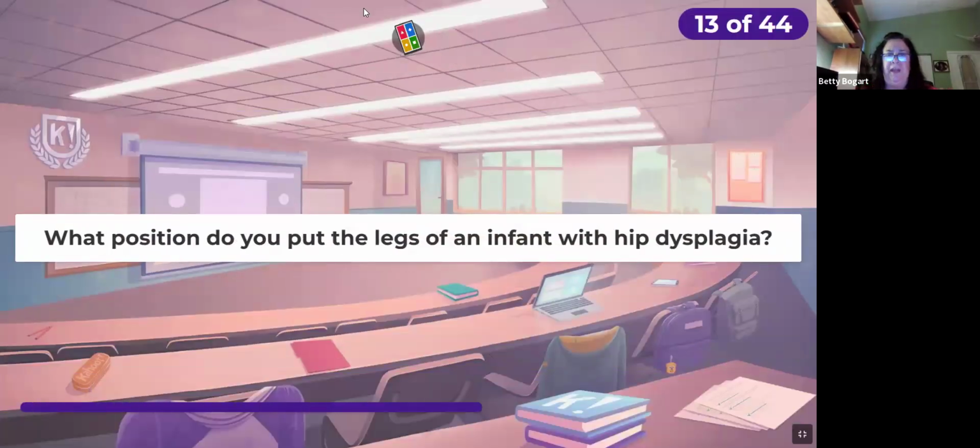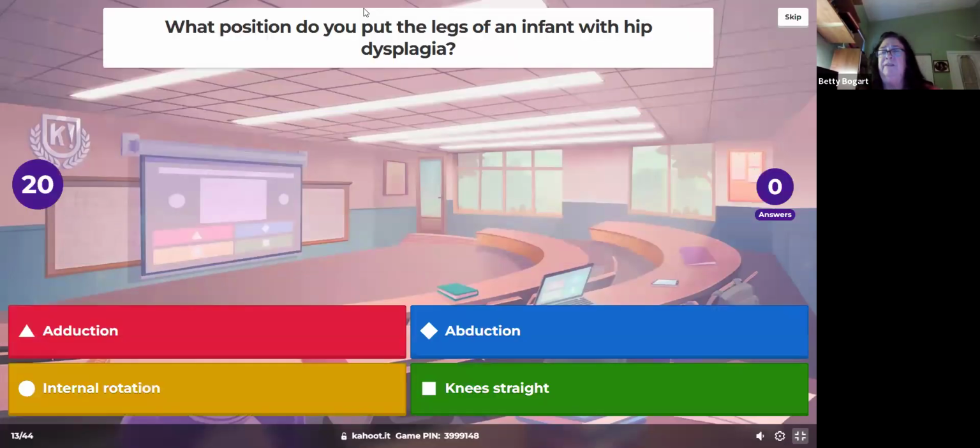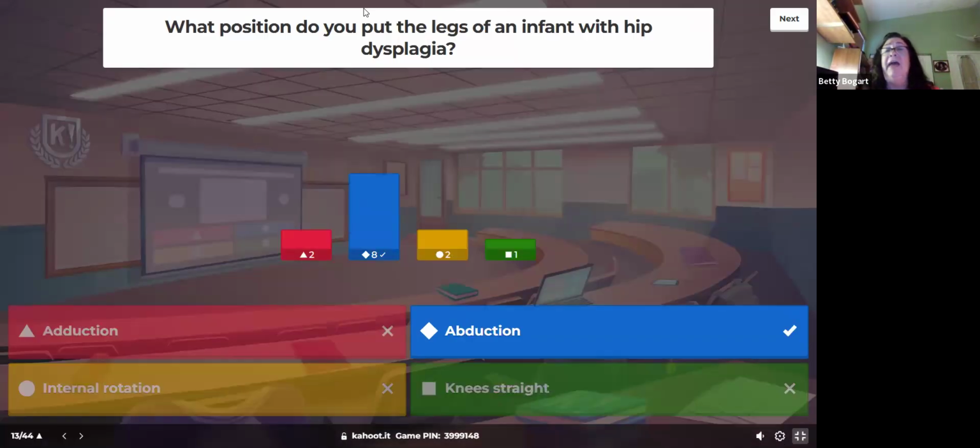What position do you put the legs of an infant with hip dysplasia? It's called abduction, and that makes that hip go back into the socket. Remember, the quicker we put it in, the better they are.